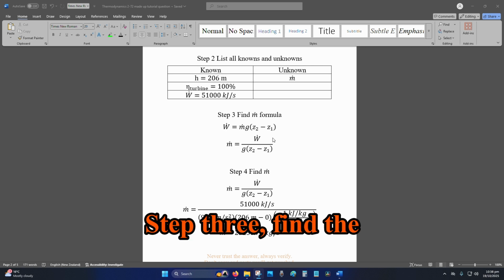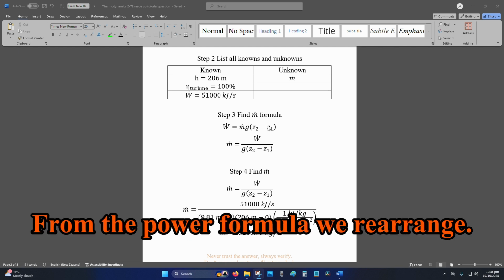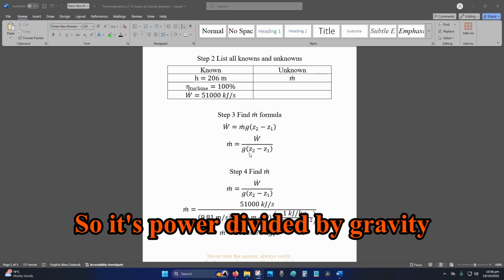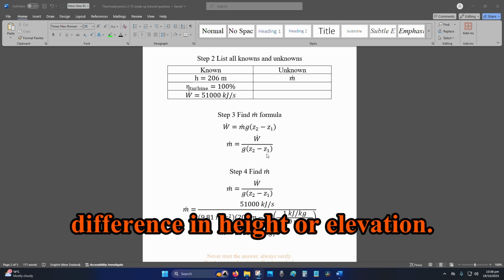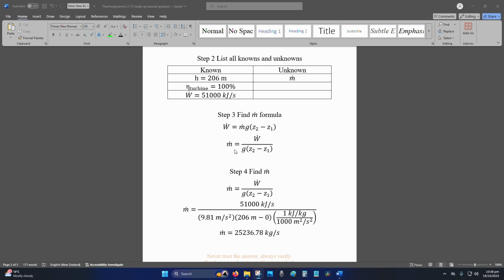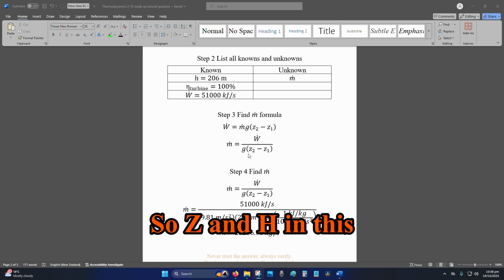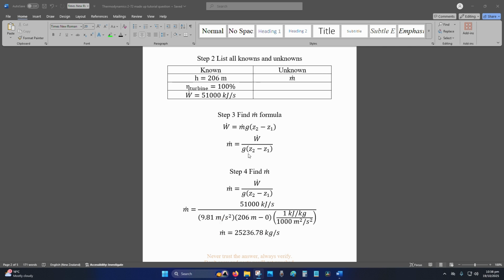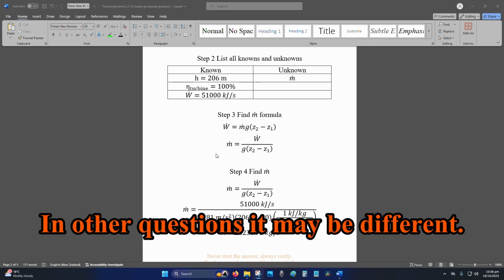Step 3, find the mass flow rate formula. From the power formula we rearrange. So it's power divided by gravity multiplied by the difference in height, or elevation. So Z and H in this case is interchangeable. In other questions it may be different.